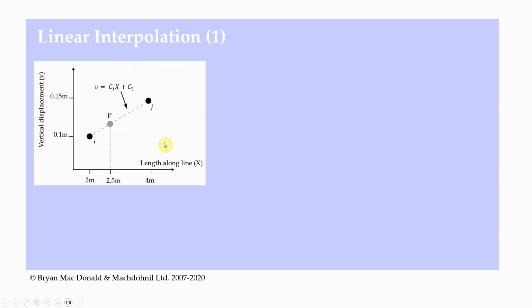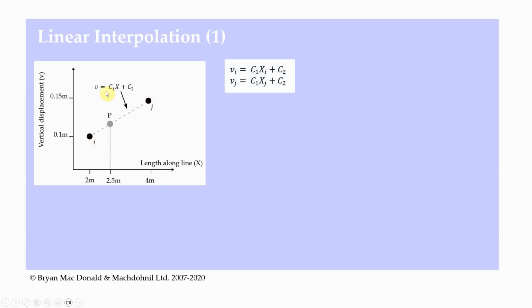So if we go back to our original problem, where we were told that we had two measurements of vertical displacement along a line, one at 2 meters and one at 4 meters, but then we wanted to find out what the vertical displacement is at 2.5 meters. Generally what we'll do is draw a line between the points i and j, or assume a linear polynomial, or assume a first order polynomial, as the interpolation function between i and j.